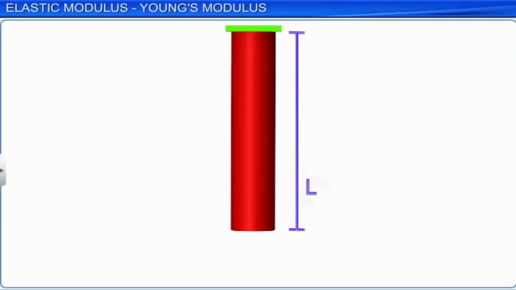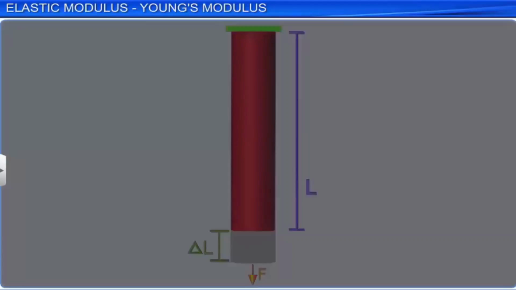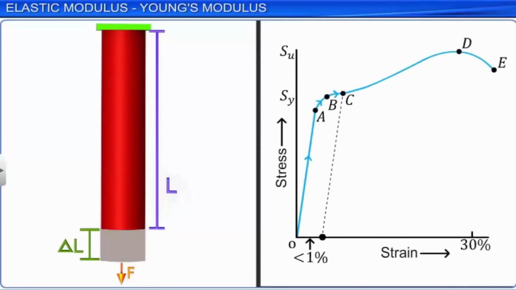Consider a solid rod suspended from a rigid support and subjected to tensile force as shown. The stress-strain curve for most materials is a straight line for low values of strain. Hooke's law is obeyed along the straight line OA on the stress-strain curve.